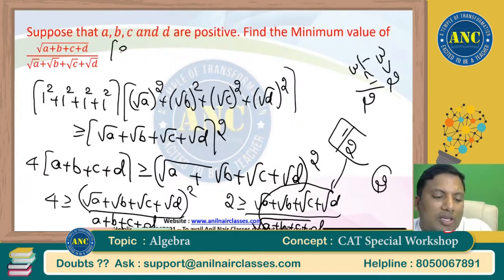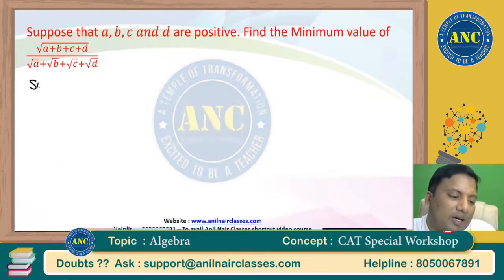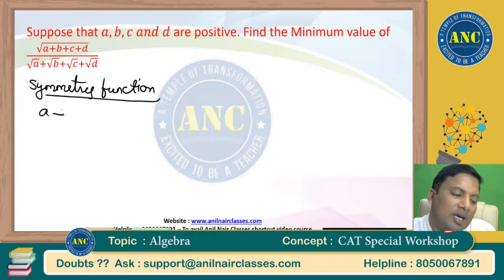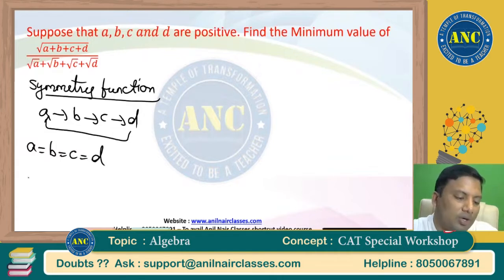So what you can easily do is put a equal to 1, b equal to 1, c equal to 1. This is one way. Another way is, this is a symmetric function. If a is replaced with b, b is replaced with c, c is replaced with d, d is replaced with a, the function does not change. So put a equal to b equal to c equal to d.